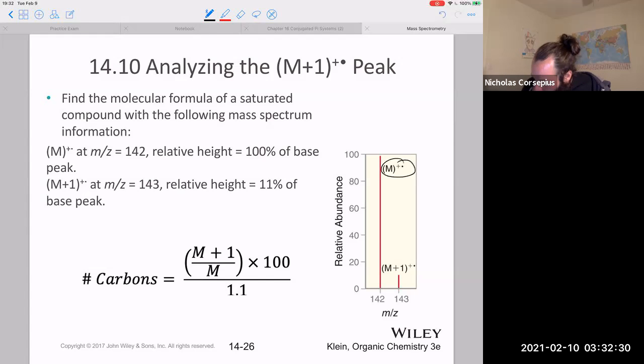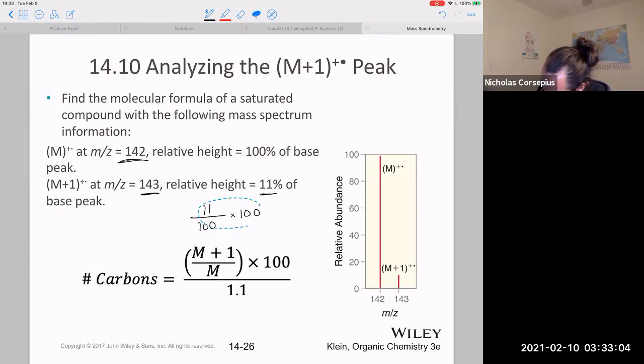So notice here my molecular ion is my base peak, so it's at 100. So at the M/Z of 142, we have 100% of our base peak, meaning that it is our base peak. And then at M+1, or at 143, we are at 11% of our base peak. Okay, so we're going to plug this into our formula here. 11 divided by 100 times 100. Divide that whole thing by 1.1.